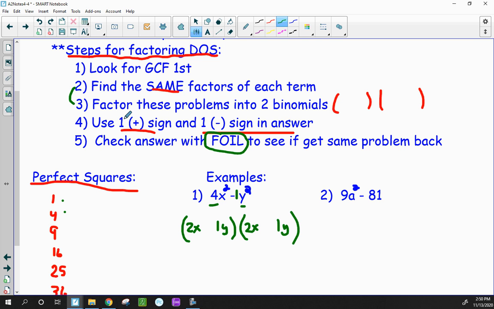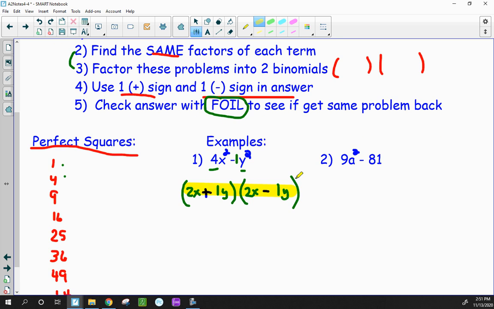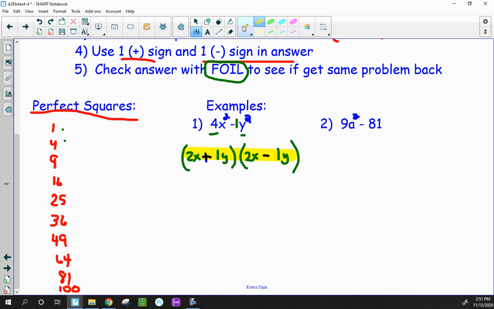You're going to use one plus sign and one minus sign in your answer, and that is always in DOS. Okay, that's something you need to commit to memory and just do it. And I'll explain why in a second, but I've completed steps 1 through 4, so that's just kind of showing me before I check this that this has to be the answer. That's the best factorization for that problem.